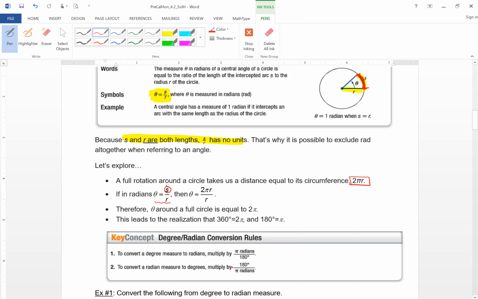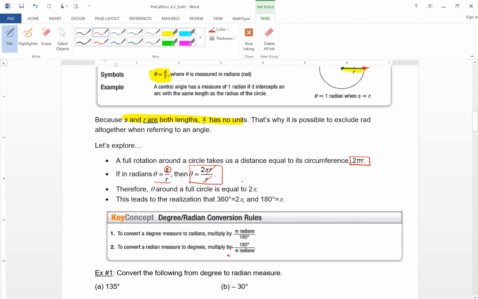S is the distance around the circle, which is 2 pi r, right? So theta is 2 pi r over r. What happens to the r? They cancel. So what's the full theta in a circle always? 2 pi. That's where it comes from. That makes sense. The Greeks were very sensible people.